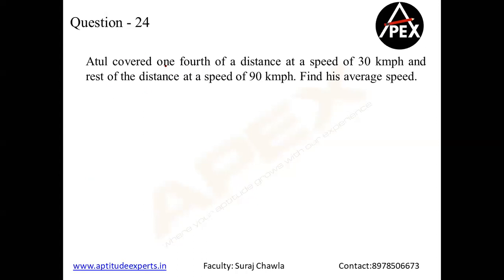So Atul covered 1/4 of the distance. I repeat, guys, I do not want fractions. Try to simplify. So let me assume my total distance is equal to 4x. What is 1/4 of the distance? x is the first part and the remaining part will be 3x. Now 1/4 of the total distance is at a speed of 30, so x at a speed of 30 and 3x at a speed of 90. So it's going to be very simple in terms of numbers.